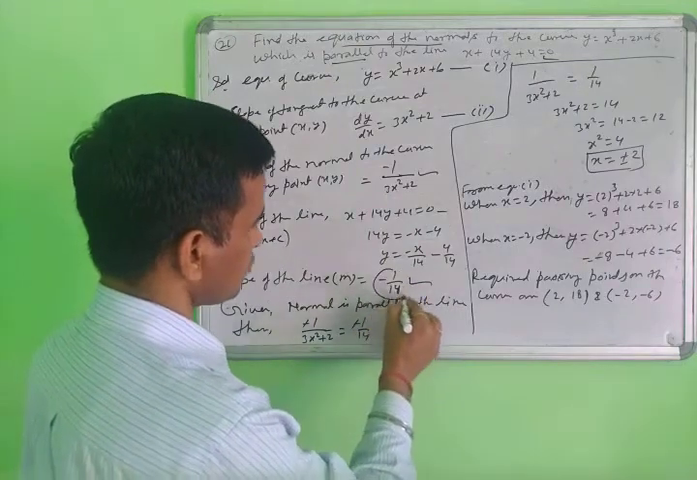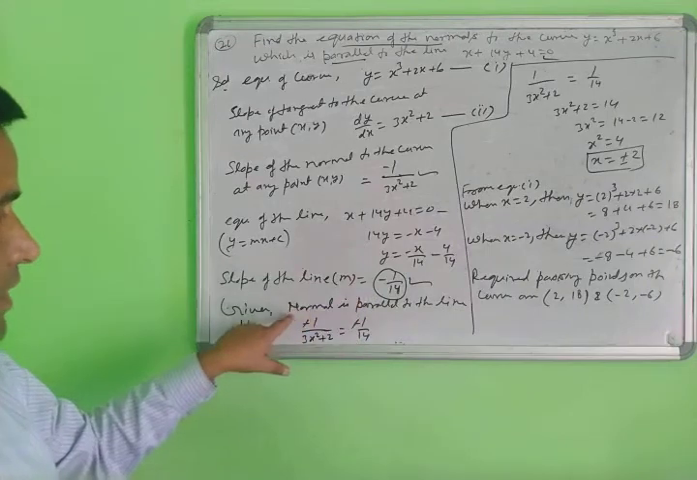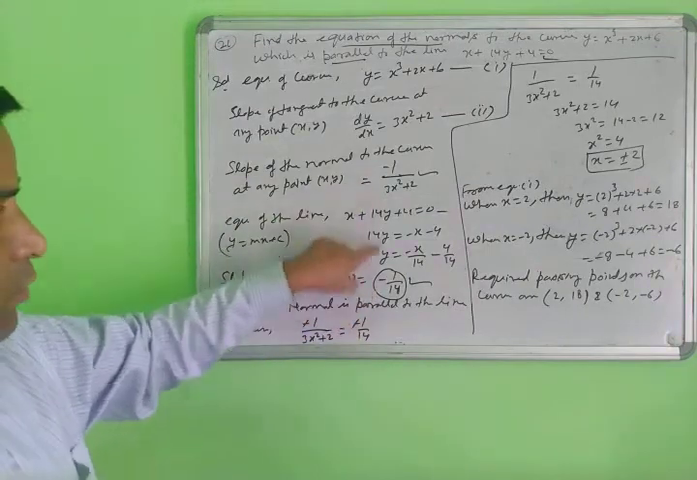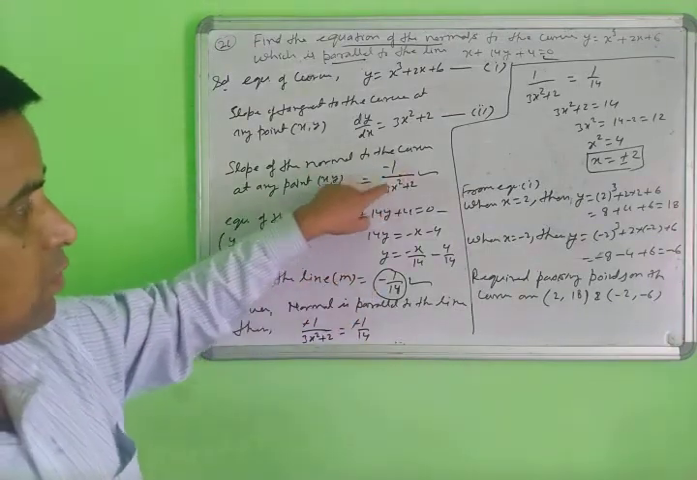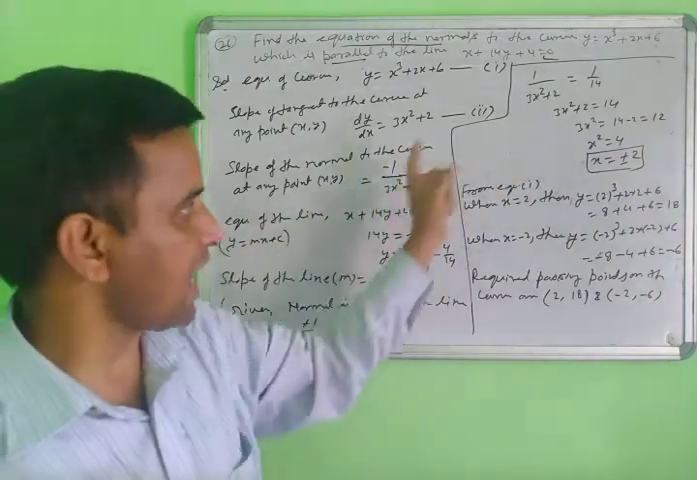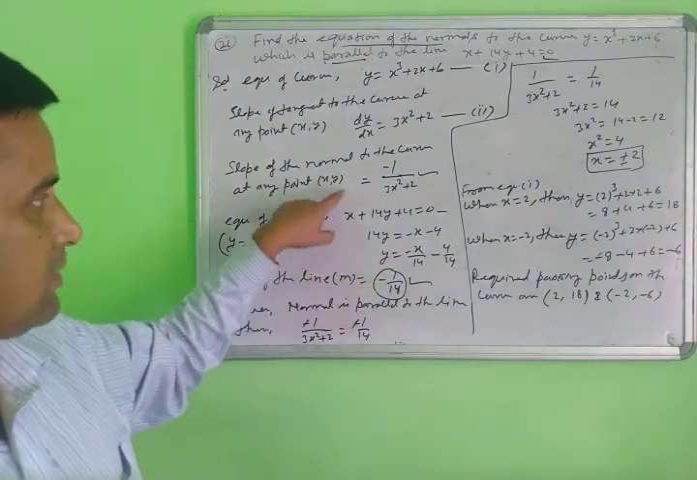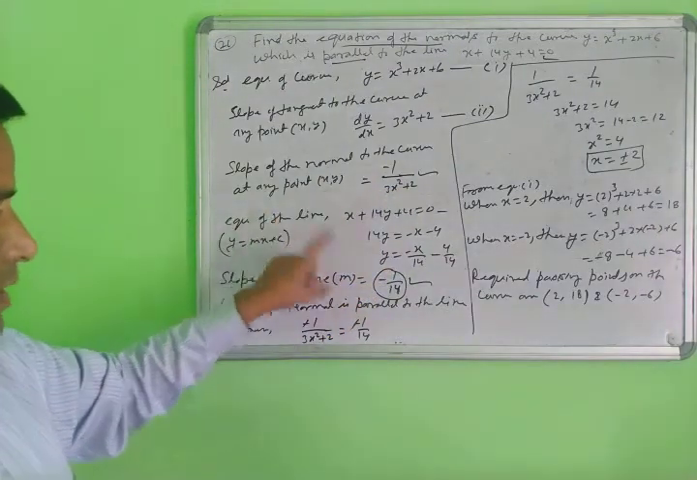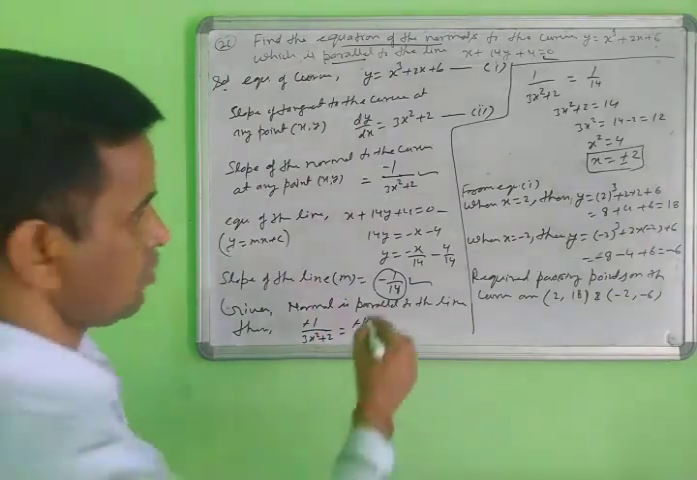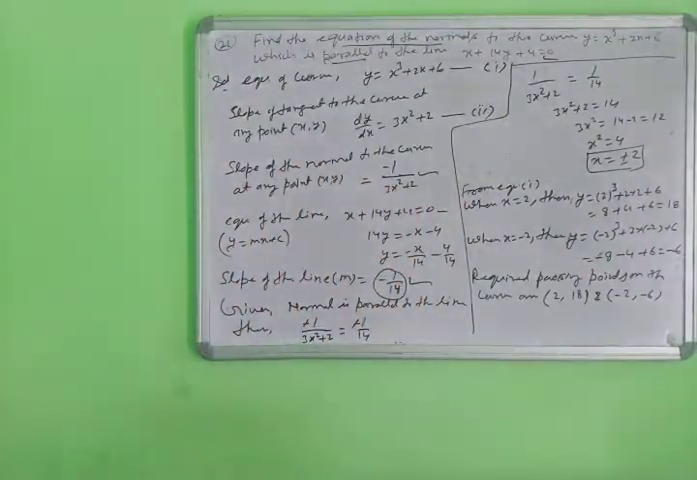For the equation, use this slope of the normal. The slope of the normal and the slope of the line are both equal. You don't use this value, you will use this. Otherwise, you would be putting in the value of x and calculating. You directly use the slope of the line equal to the slope of the normal. Yes, next you note down.